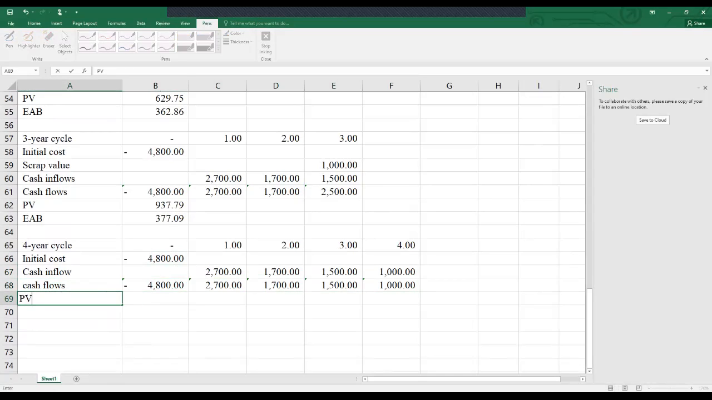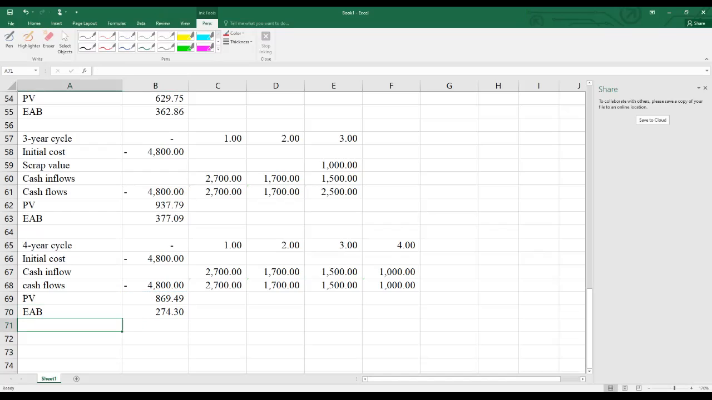Then you can get the present value of the cash flows, which is simply the NPV. Discount by 10%, year 1 all the way to year 4, minus the initial investment cost, which is 4,800, and I get 869, but received over 4 years. Therefore, the equivalent annual benefit, the equal benefit per year, will be equal to the present value of the benefits divided by the discounting factor for 4 years at 10%, which is 3.1699, and I get 274, the amount we receive per year.